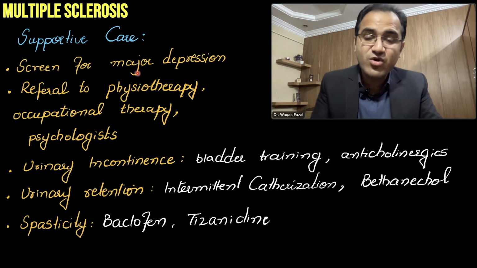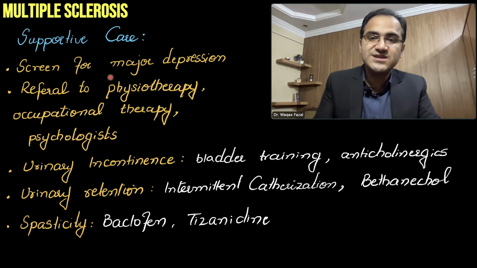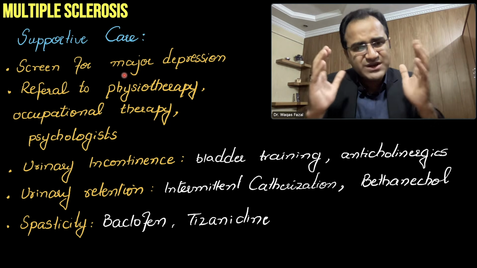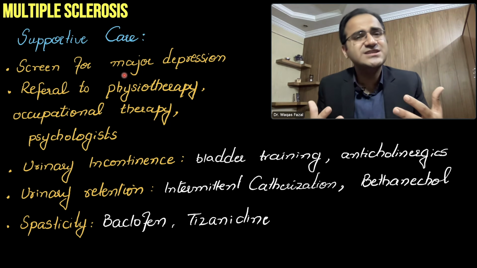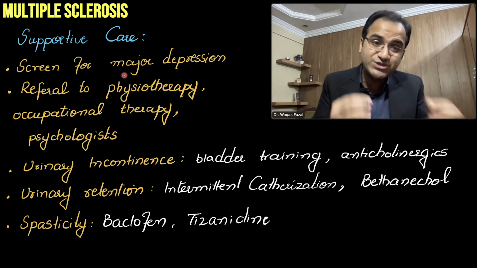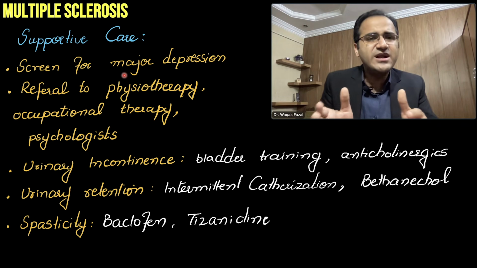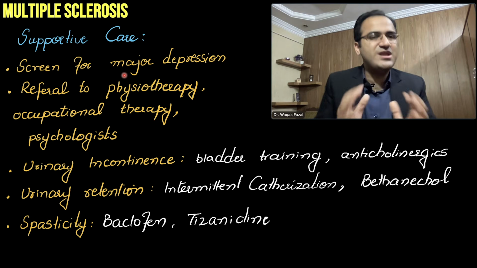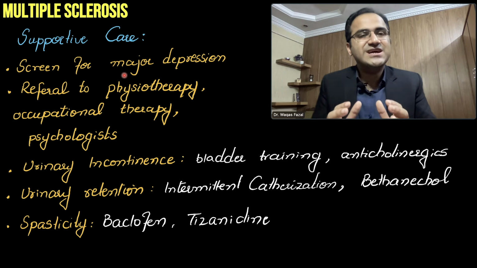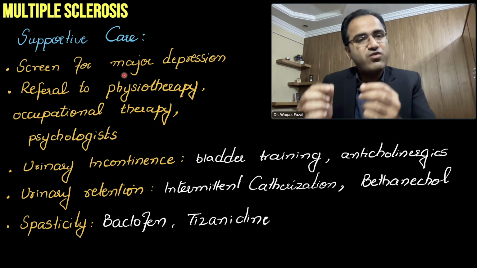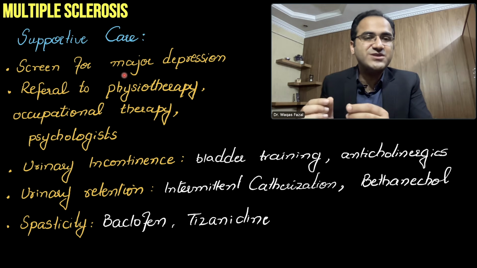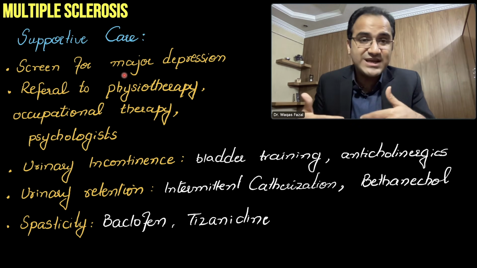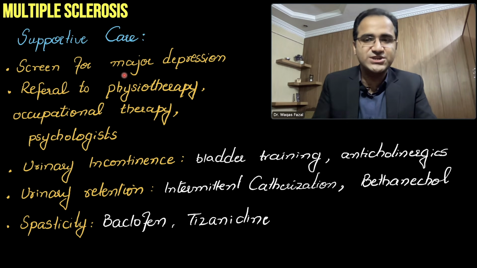If the patient is suffering from major depression, you start SSRIs, because this disease affects the central nervous system and there is a high risk that these patients can develop depression due to multiple sclerosis. And other than that, most of the patients with chronic diseases ultimately develop depression. So you always screen patients with chronic diseases for major depression. If they are suffering from major depression and if their depression can be helped with medication, you may start the medication. Referral to physiotherapy, occupational therapy, and psychologists must be done.